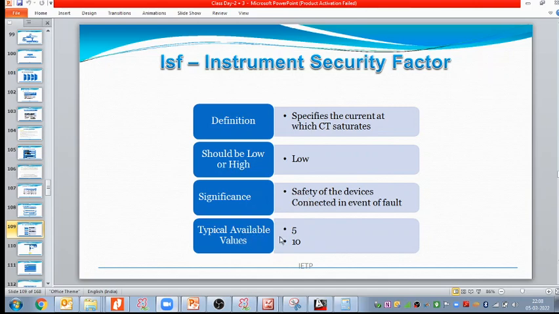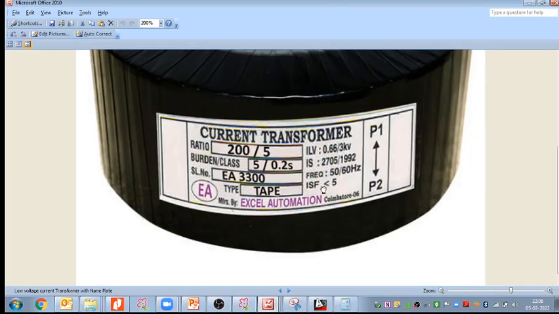Typical available values as per the IEC 61869 are 5 and 10, and generally we go with 5. So ISF we always go with 5. Every time the ISF will be mentioned on the metering CT nameplate. I will show you some rating nameplates. The first nameplate we can see here, this is one nameplate, and you can see the ISF is mentioned.